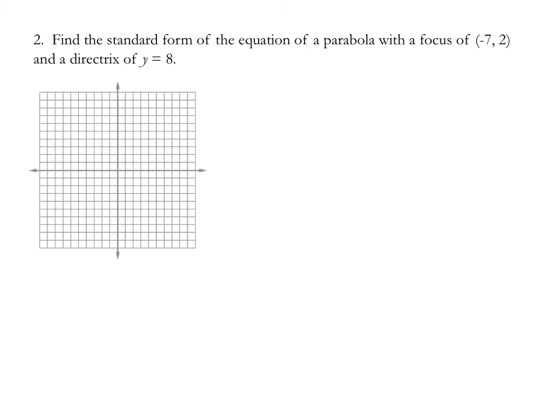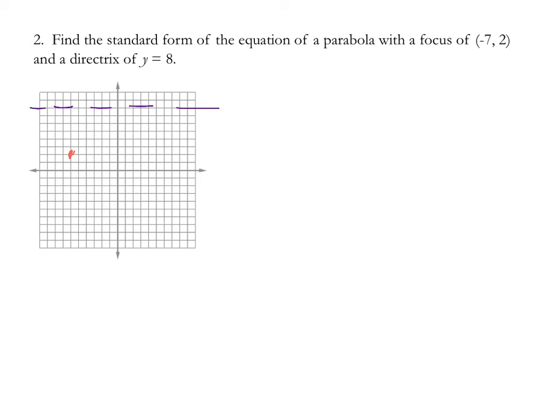So here's another one that's similar. The difference is they gave me the directrix this time. So that's going to be, let's graph, oh, and they gave me the focus. I didn't even read it yet. So let's graph what they gave us. Over negative 7 up 2. And then the directrix is at y equals positive 8 up here.